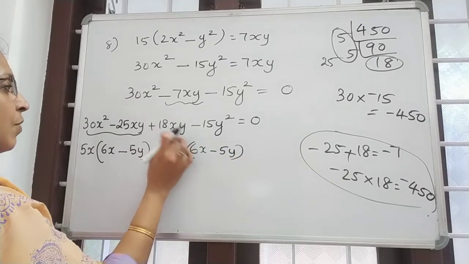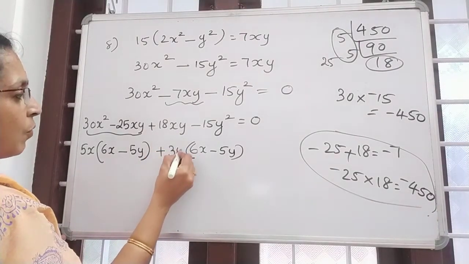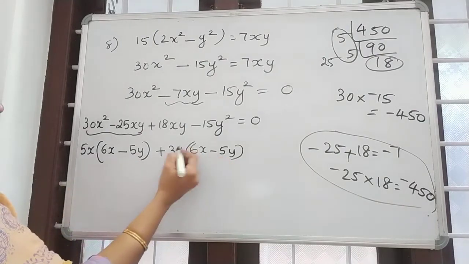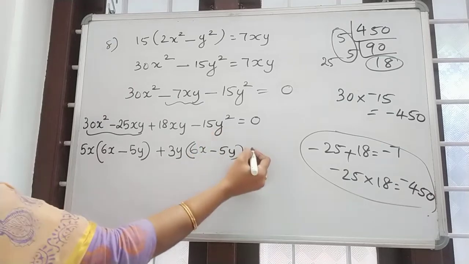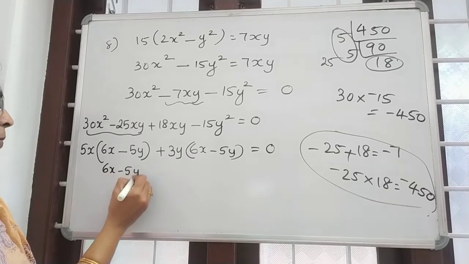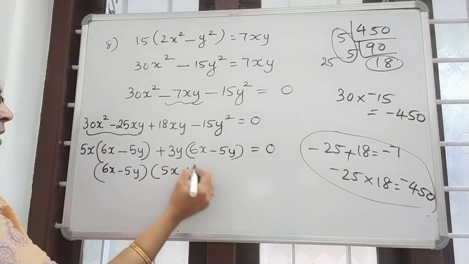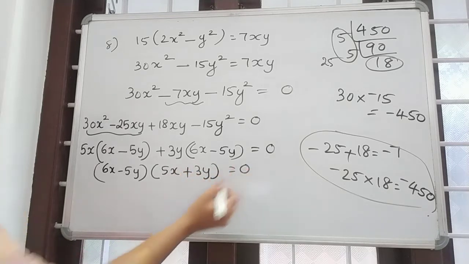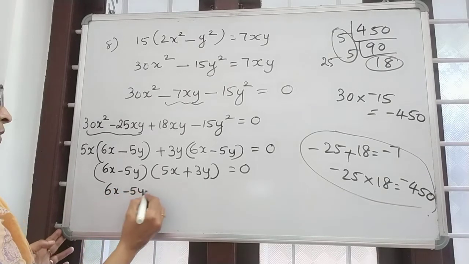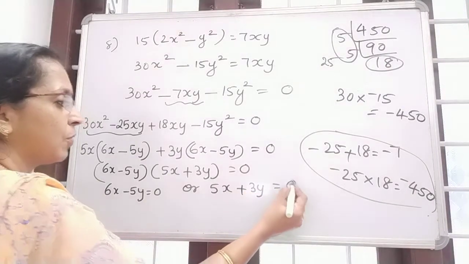Then adjust with this. We want to get it as 18xy. We have only 6x, so 3y. Automatically this will be 5 3s are 15, y into y is equal to 0, that you should write. So from this 6x minus 5y is common, 6x minus 5y into remaining here 5x plus 3y is equal to 0. That means 6x minus 5y is equal to 0 or 5x plus 3y is equal to 0.